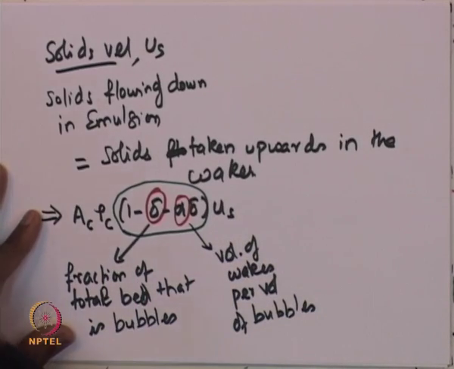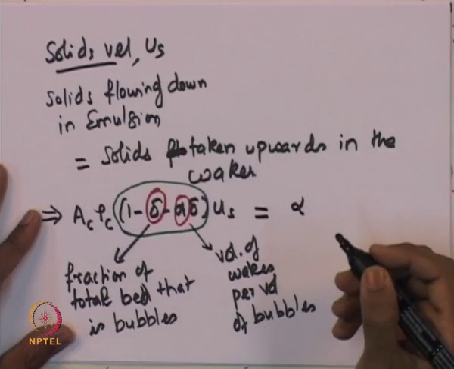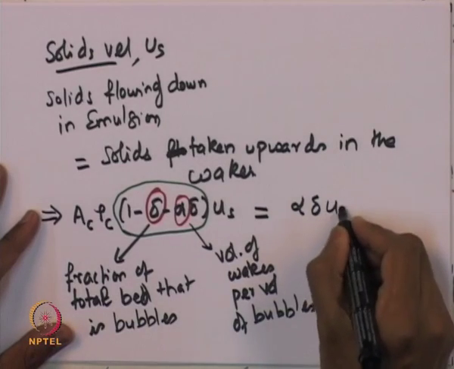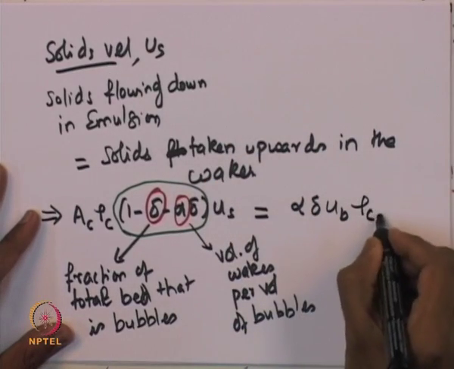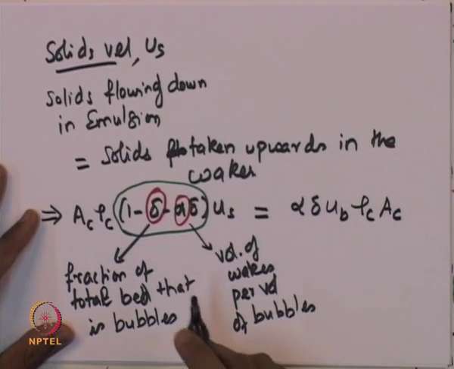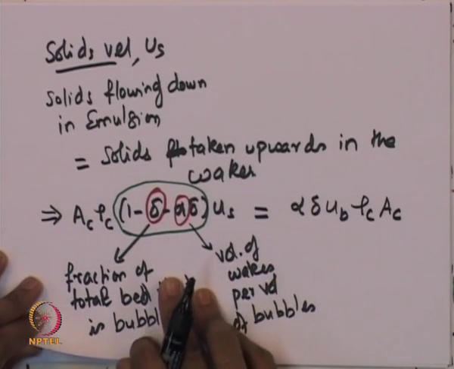So therefore, using this relationship for the solids flowing in the emulsion, that can be equated to the solids carried in the wakes. The fraction of volume in a given cross section that is actually filled by wakes is alpha into delta, because alpha is the volume of wakes per volume of the bubbles and delta is the fraction of the bed that is actually bubbles, multiplied by UB, which is the velocity with which the bubble is rising upwards, multiplied by rho C into AC. So this material balance of the solids which is flowing down in the emulsion and the solids which are actually taken upwards in the wakes can be used to estimate US.